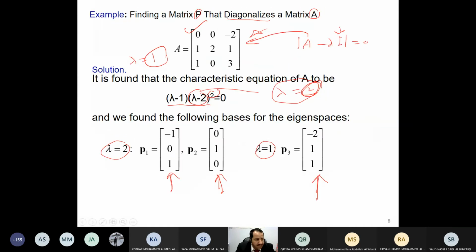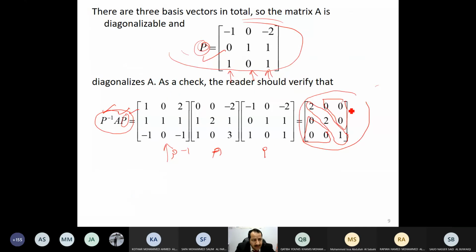Just a minute, let me go back. What I have is 2, and 2 repeated twice. It means 2, 2, and I have 1. Just a minute, let me see. Yeah, correct. 2, 2, 1.